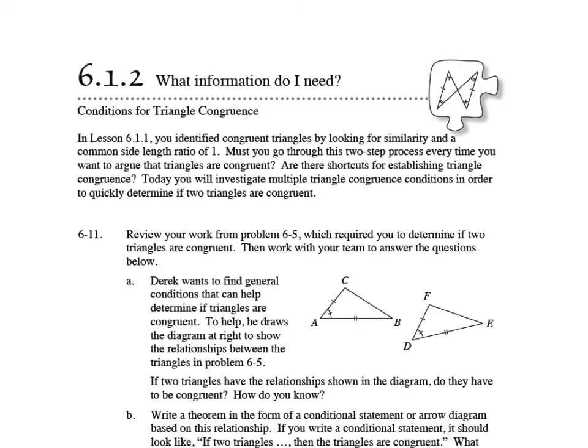It says in lesson 6.1.1 you identified congruent triangles by looking for similarity and a common side length ratio of 1. So yesterday we said, hey, something's congruent if it is similar with a ratio of 1 between all of the corresponding sides. However, do you need to go through that two-step process every single time, or are there shortcuts for establishing triangle congruence? And the answer to that is yes, there are.